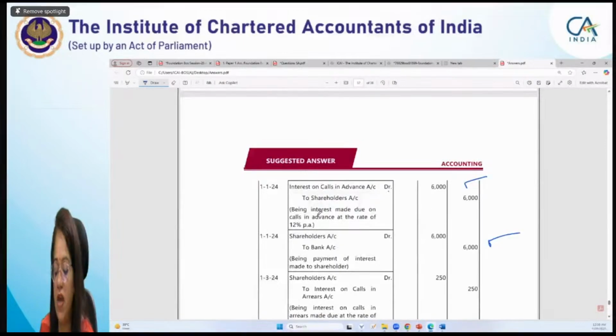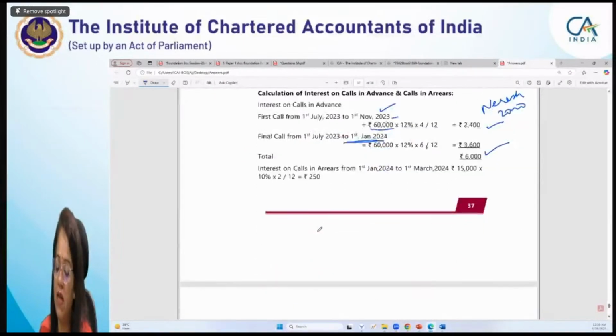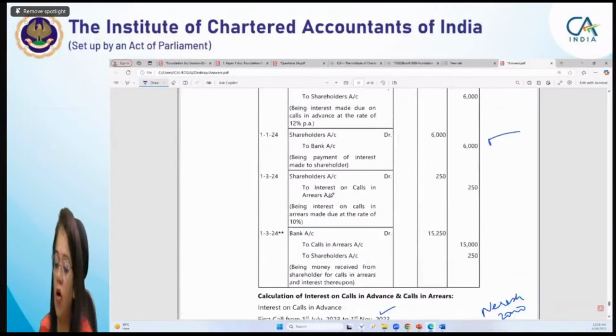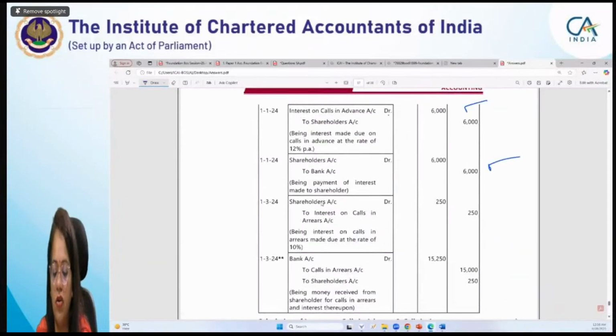In the same way, we have 5,000 shares जो हमारे 5,000 उसने बाद में पे किया था. 1 जनवरी को we called for final call but we received final call after 2 months. So it comes out to be 15,000 का 10% into 2/12. 250 rupees we will be receiving along with the call amount. All right, so यहाँ पे shareholders account debit, since we'll be receiving the amount to interest on calls in arrears. This 250 because the calls have not been paid. So we'll be receiving this amount.